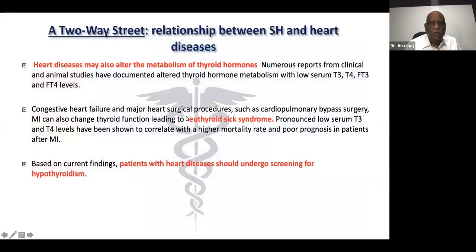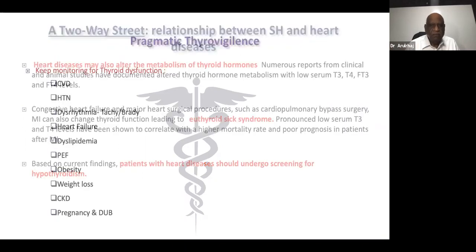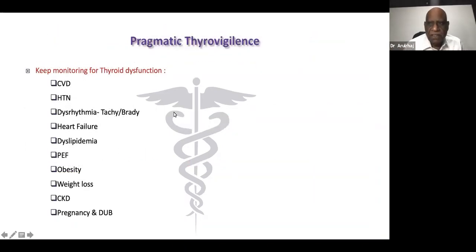And there is a two-way relationship. Hypothyroidism creates heart disease. Heart disease also affects the thyroid by causing euthyroid sick syndrome. Therefore, you will have to screen both ways: heart patients screen for thyroid, and thyroid patients screen for heart disease. These are all the clinical situations wherein you will have to look for thyrovigilance. You will have to check thyroid function tests.